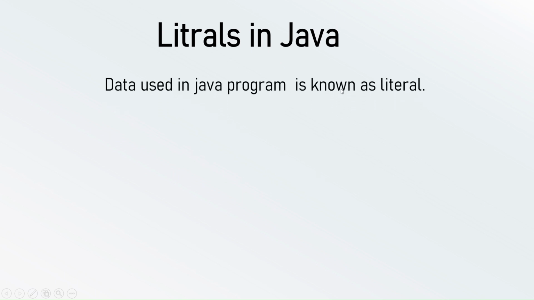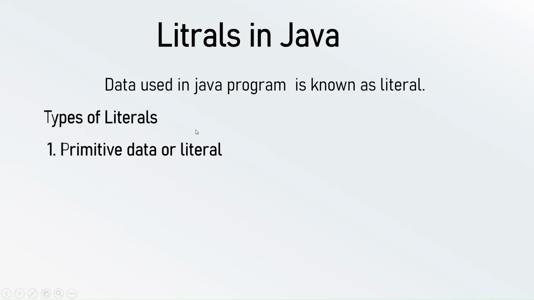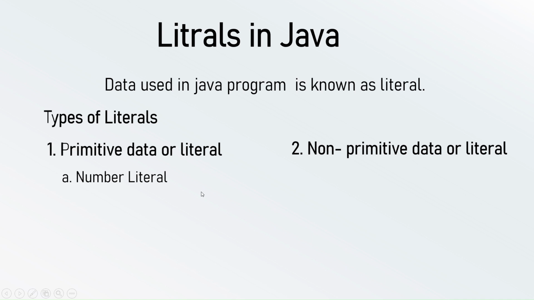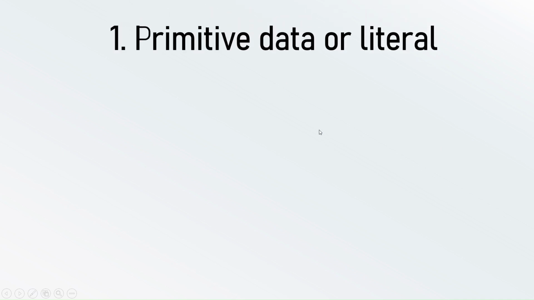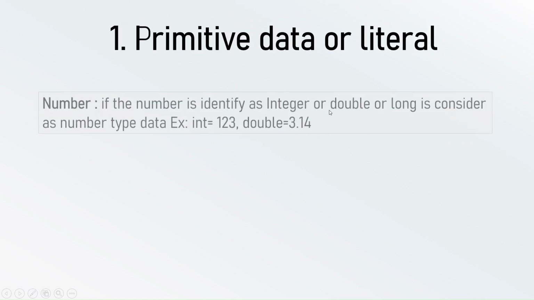Literals in Java. Data used in a Java program is known as a literal. Types of literal: primitive data or literal, or non-primitive data or literal. There are three types of primitive data or literal: number literal, character literal, and boolean literal. In the non-primitive, we have string and object reference. Let's talk about the primitive data or literal.